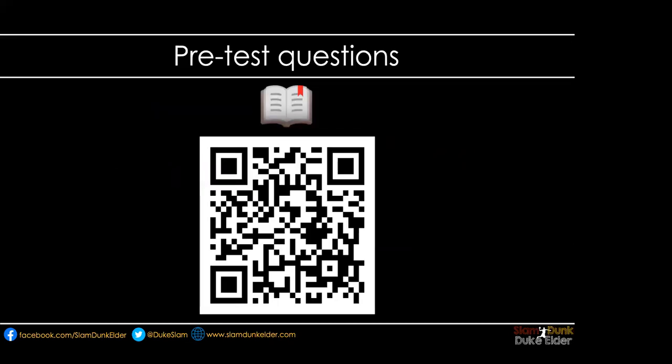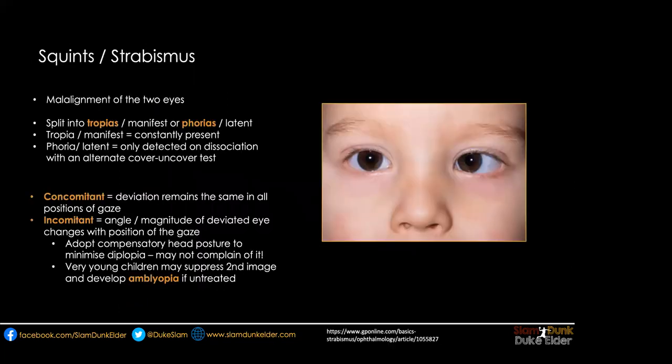So hopefully you've all done the pre-talk quiz. So to start off, squints and strabismus. These two words are interchangeable. They mean the same thing. It's not what the layman says. A squint isn't scrunching up your eyes. Ophthalmologists use the word squint to describe a malalignment of the two eyes.